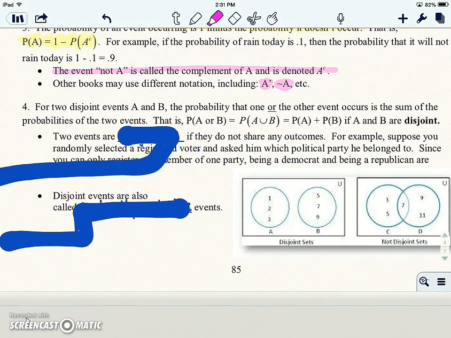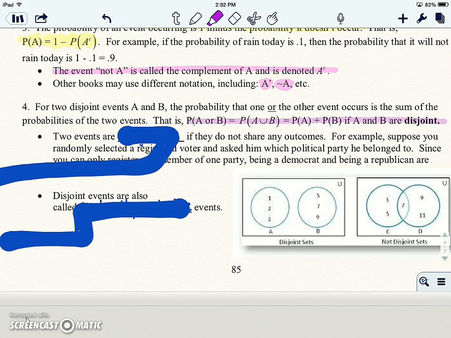Okay, last rule. For two disjoint events, A and B, which means they can't happen at the same time, the probability that one or the other event occurs is the sum of the probabilities of the two events. That is, the probability of A or B, which again is given by the union symbol, is the probability of A plus the probability of B. And that only works if they're disjoint.